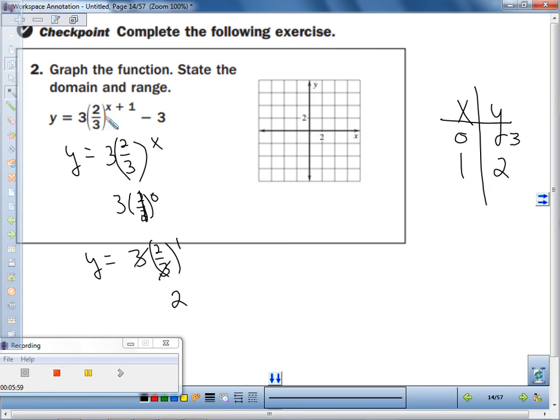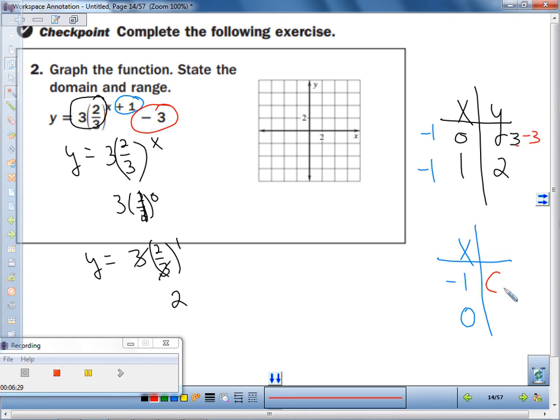If we were plotting this, we'd be in business, but we're not, so we have to adjust it. Remember, this just adjusts the x values, so we're going to end up subtracting 1 from both x values. So our x's are -1 and 0, and for our y's we're going to subtract 3 from them. 3 minus 3 gives us 0, and 2 minus 3 gives us -1. We're going to plot these as our points and then draw in our asymptote.